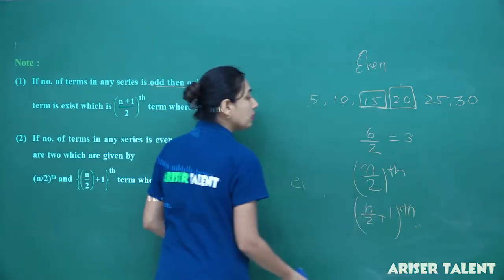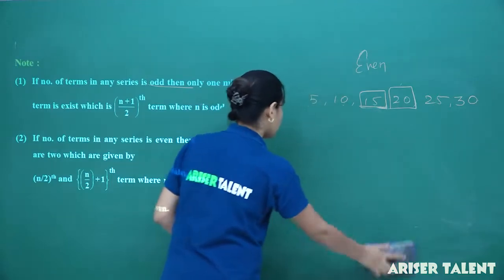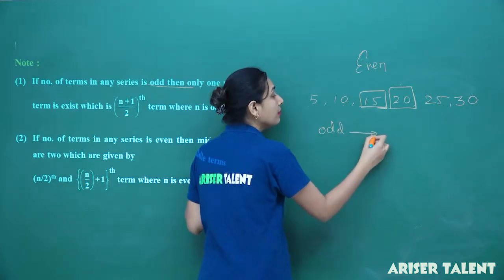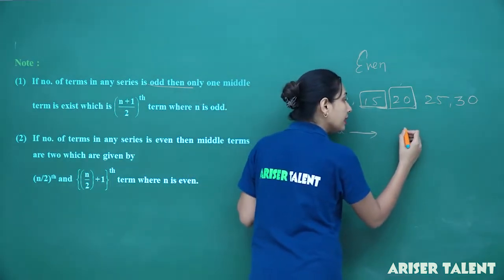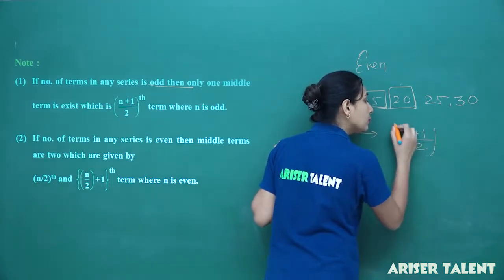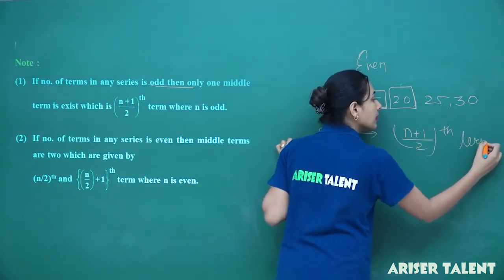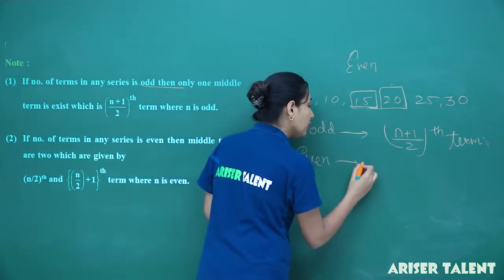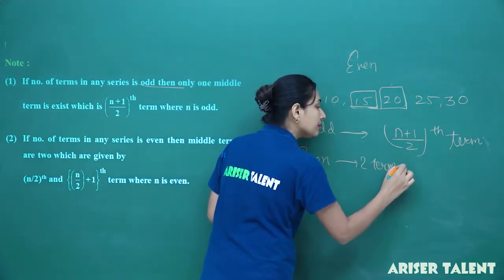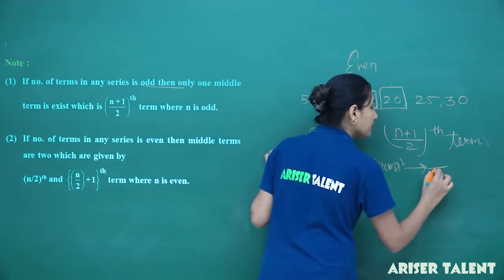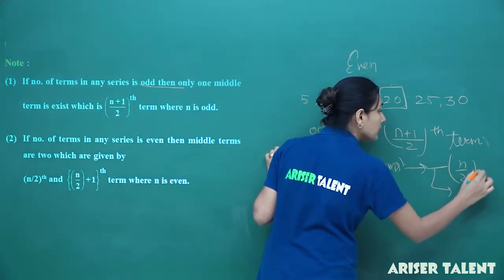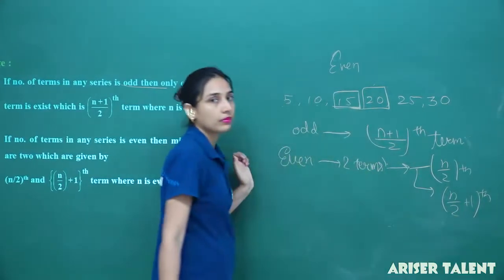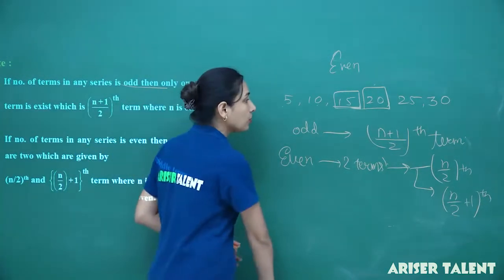So what we are trying to say is that if the number of terms is odd, the middle term will be the (n plus 1) by 2th term. And if it is even, you will have 2 middle terms: one is the n by 2th term and the second is the (n by 2 plus 1)th term. Okay students, note this.